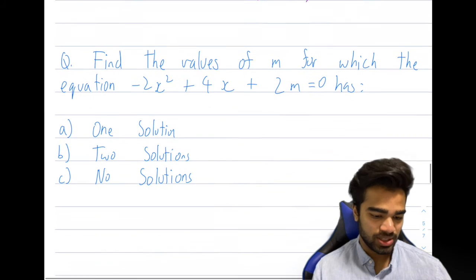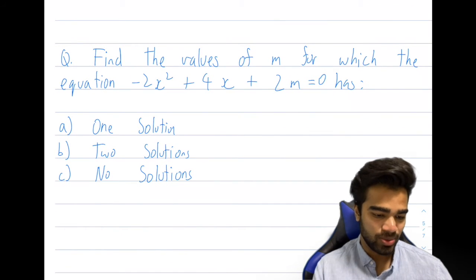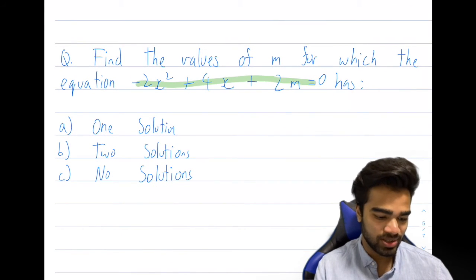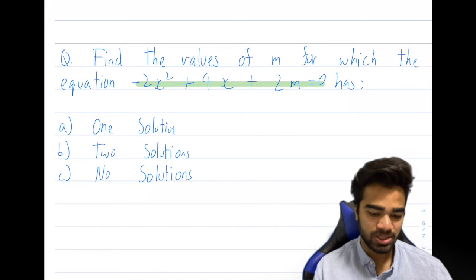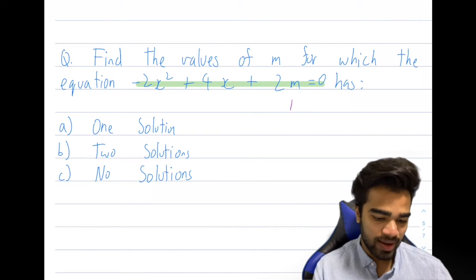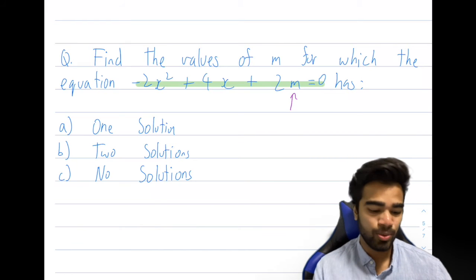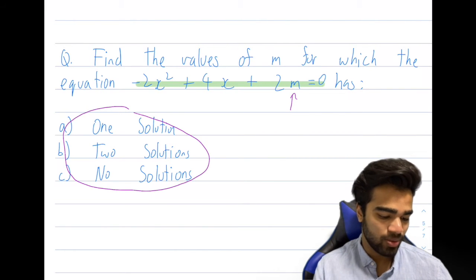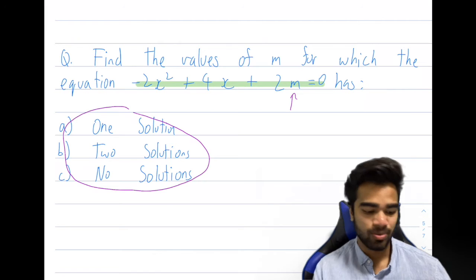So, next question. It's a little bit different now. So it's giving us a parabola, pretty much an equation, right? Which is this. And it's saying, what are the values of m? So m is this little thing here. What are the values of m that give you 1 solution, 2 solutions, and no solutions?